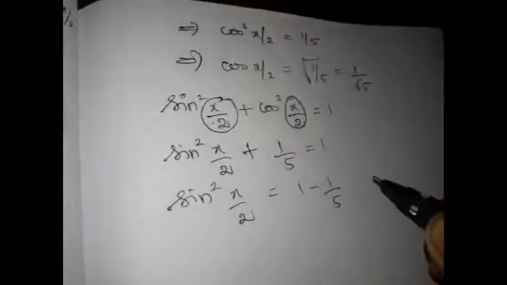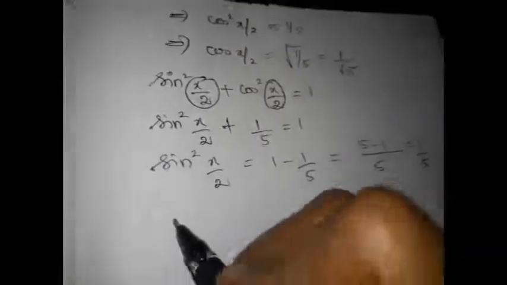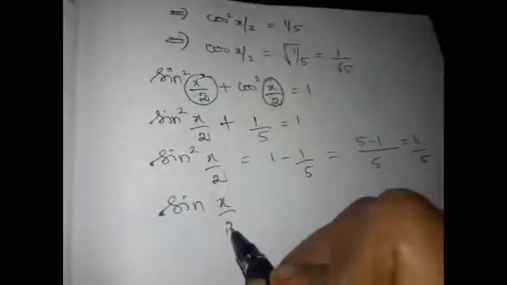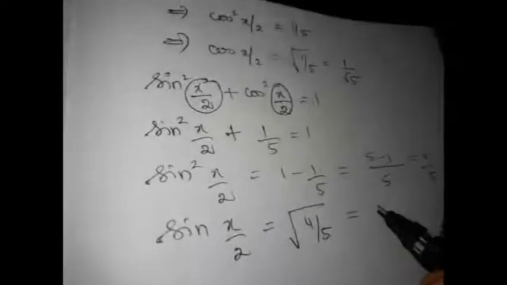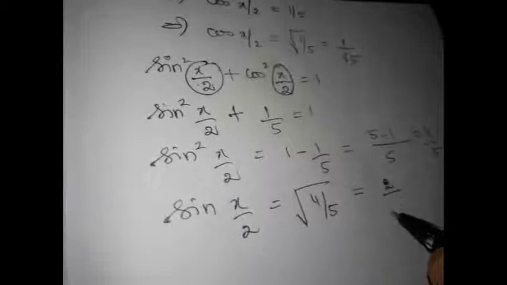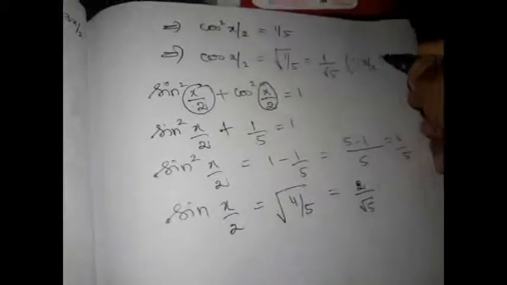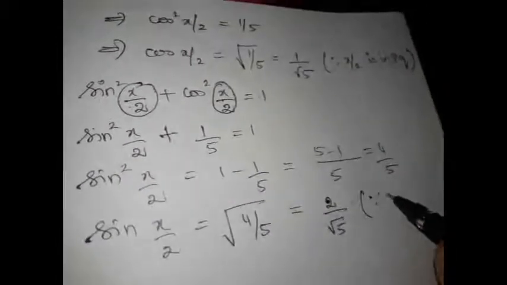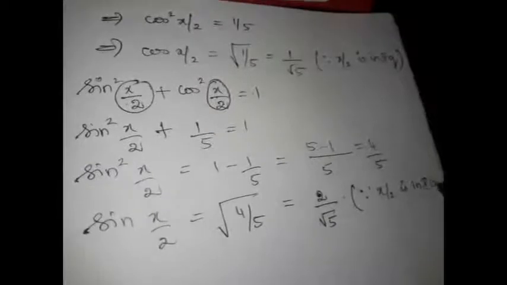Therefore sin square x by 2 equals 1 minus 1 by 5, which is nothing but 5 minus 1, which is 4 by 5. So sin x by 2 is square root of 4 by 5. Again with the same argument, since x by 2 is in the first quadrant, it is going to be plus. So 2 by root 5. Right? So you should write here, since x by 2 is in first quadrant. Here also, since x by 2 is in first quadrant.